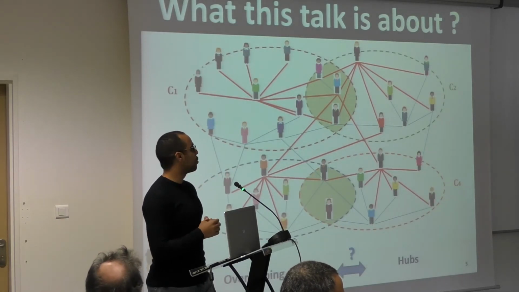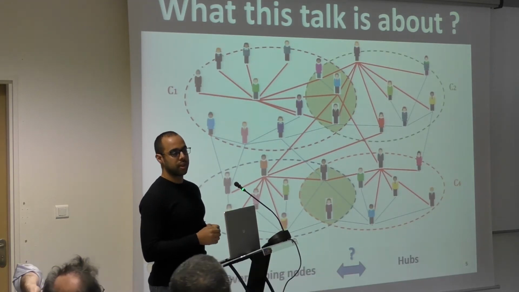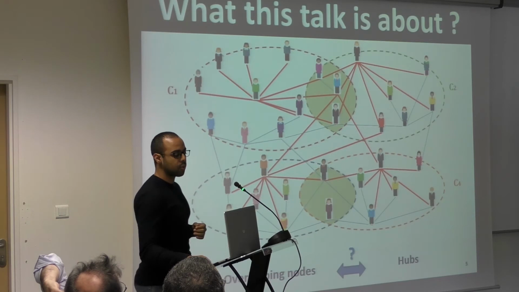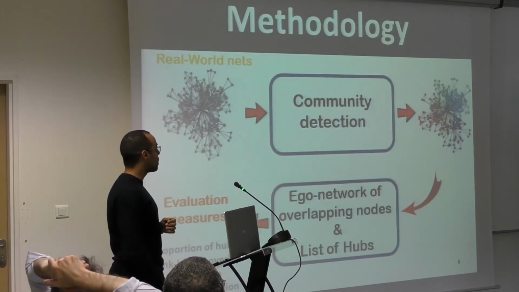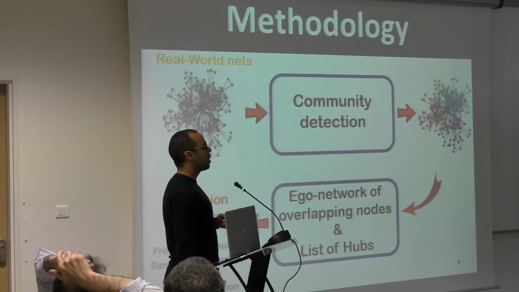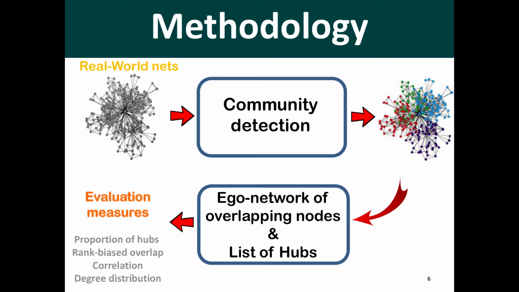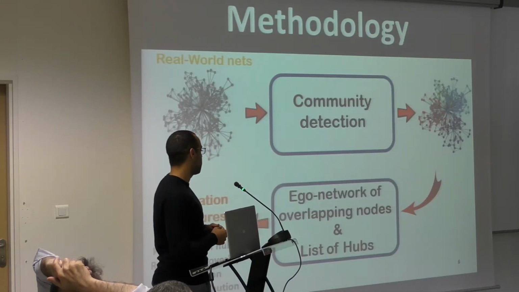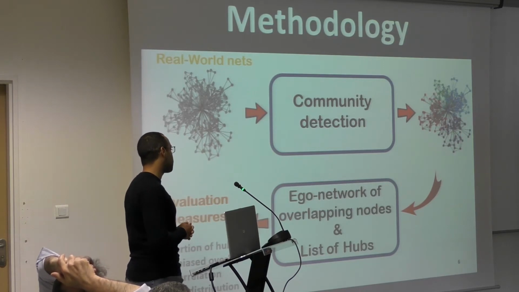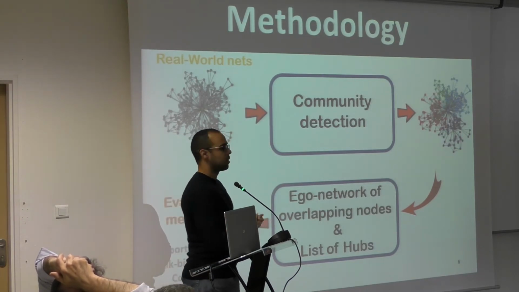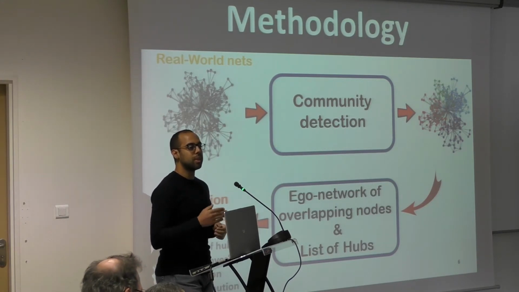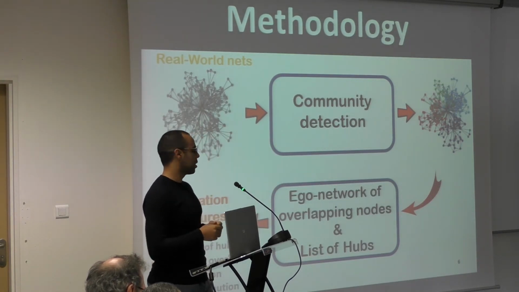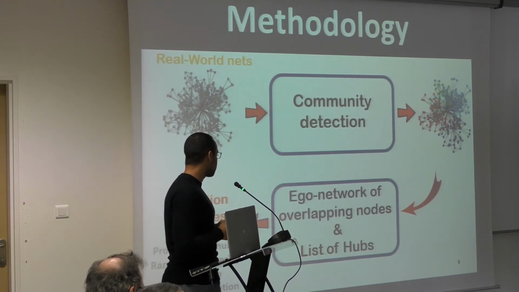In this work, we suppose that the overlapping nodes are neighbors of the hubs, and to verify this property, we follow this methodology. At first, we define the community structure of our real data sets using a given community detection algorithm, of course if we don't have ground truth data. After that, we define the ego network of overlapping nodes, and this network is formed from the immediate neighbors of the overlapping nodes. And we also define the list of hubs.